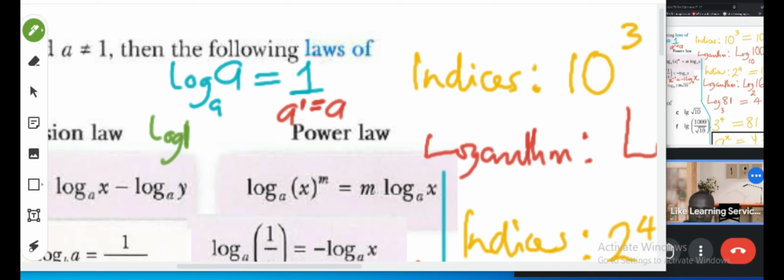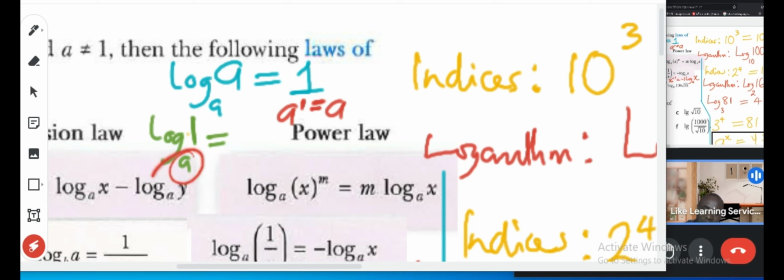Log of 1 in any base. What do you think it will give you? Change it to indices, you will get the answer yourself. For instance, log of 1 in base a. What do you think it will give you? Try to change this thing to indices. You will see what the answer will be.